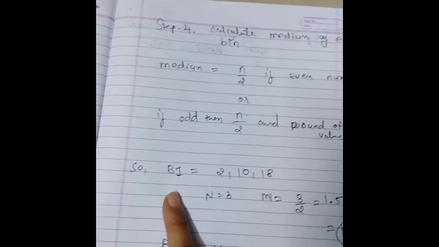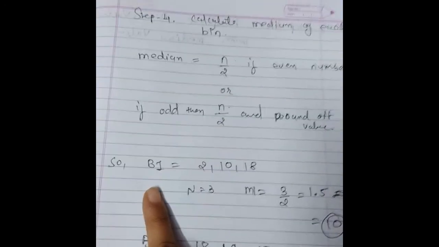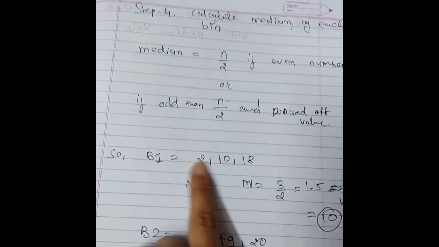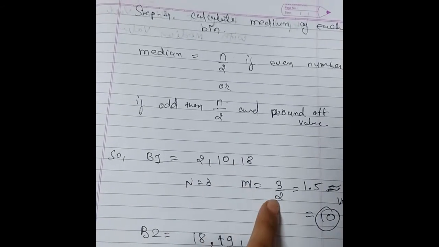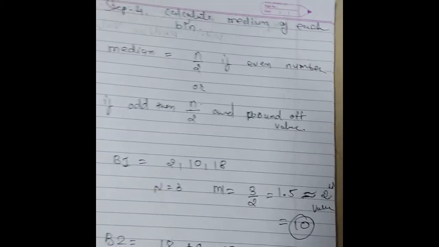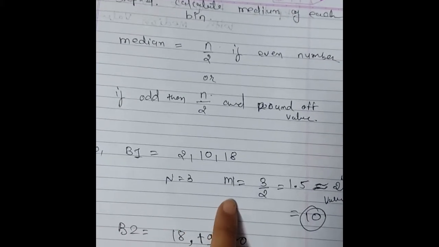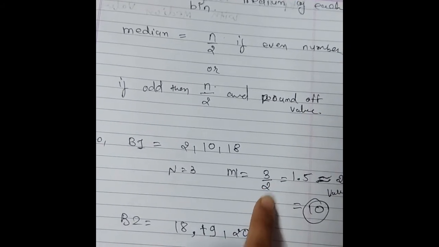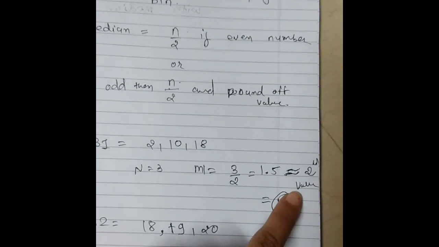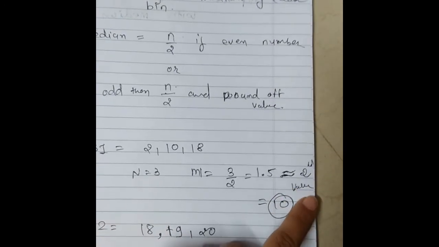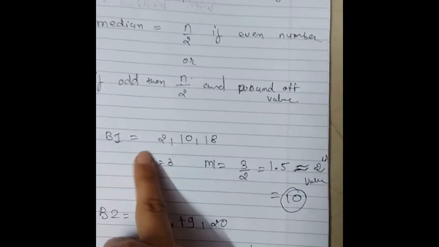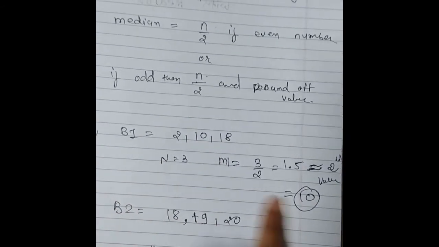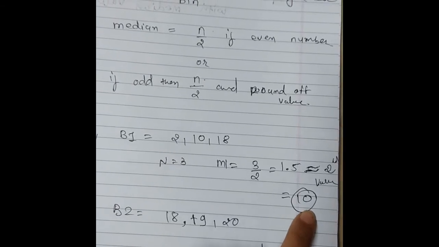So let's do it by taking bin 1. Bin 1 has the values 2, 10 and 18, so we have 3 data points. To calculate the median, 3 divided by 2 is 1.5, and if we round the value, then it becomes the second value. The second value of the bin is 10. So the median value becomes 10.